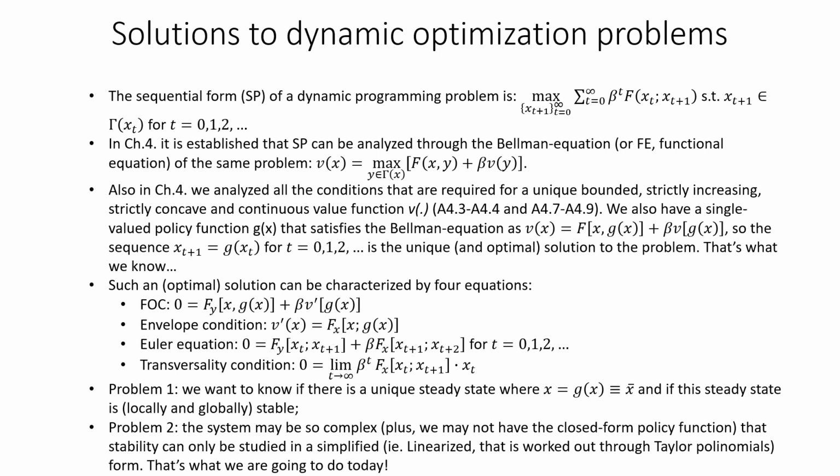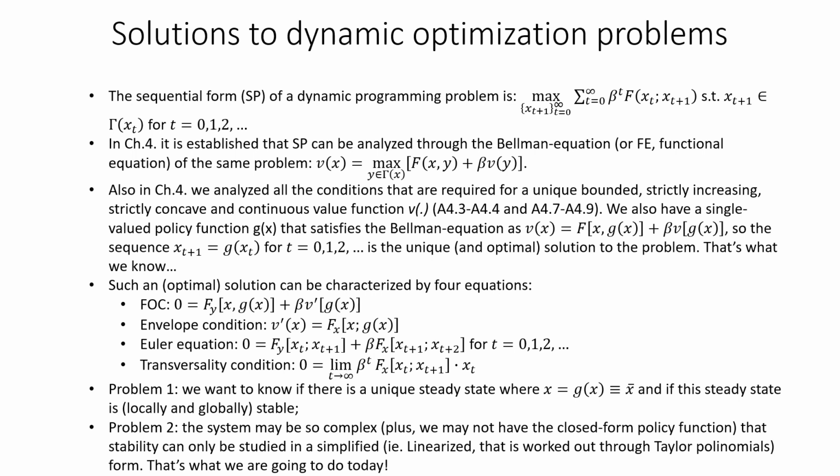Such a solution means that we have a sequence of the endogenous state variable, so we can describe the dynamics of the endogenous state variable. Such an optimal solution can be characterized by 4 equations, and this is very important because this is the starting point for us today. So we have 4 equations that together describe the optimal solution. In other words, an optimal solution must satisfy all these 4 equations. These equations are the first order condition, which we receive by differentiating the Bellman equation with respect to the decision variable y.